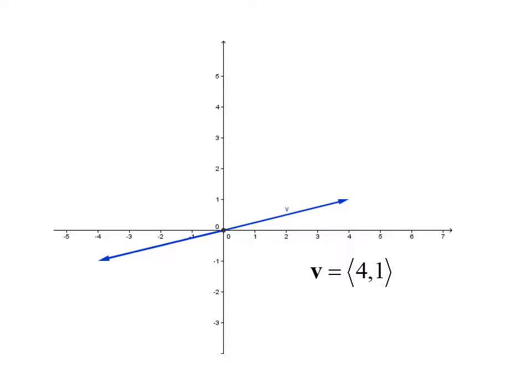Now the vector v is the one that's going from the origin to the point (4, 1). And so the vector that goes directly opposite of that and is the same length would be the negative of that. The negative of that would simply be the negative of the 4 and the negative of the 1. Same length, opposite direction.